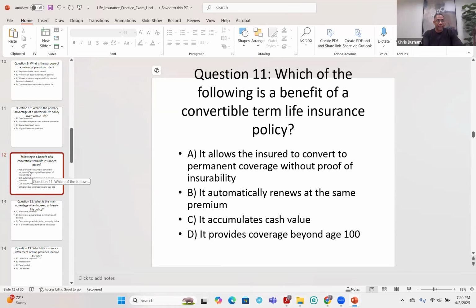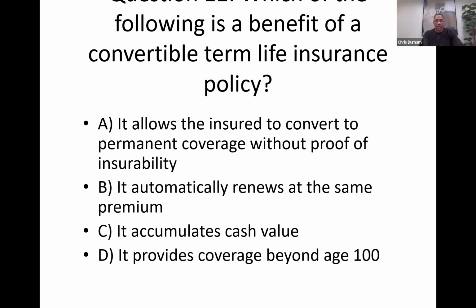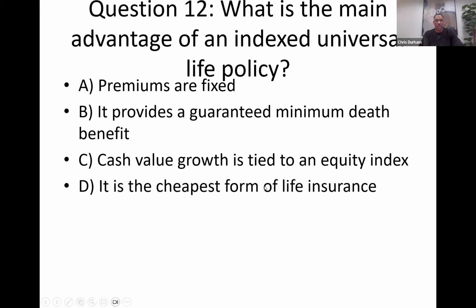All right. Okay. Next. What is the main advantage of an indexed universal life policy? C, cash value growth is tied to an equity index. Yep.